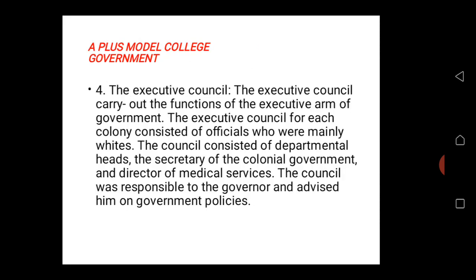Also, the fourth one is the executive council. The executive council carries out the function of the executive arm of government. And what's the executive arm of government? That is, they implement law. The executive council for each colony consisted of officials who were mainly white. That is, it consisted of departmental heads, the secretary of the colonial government, and the director of medical services. The council was responsible for advising the governor on government policies. These are the functions of the executives. They try to implement law.